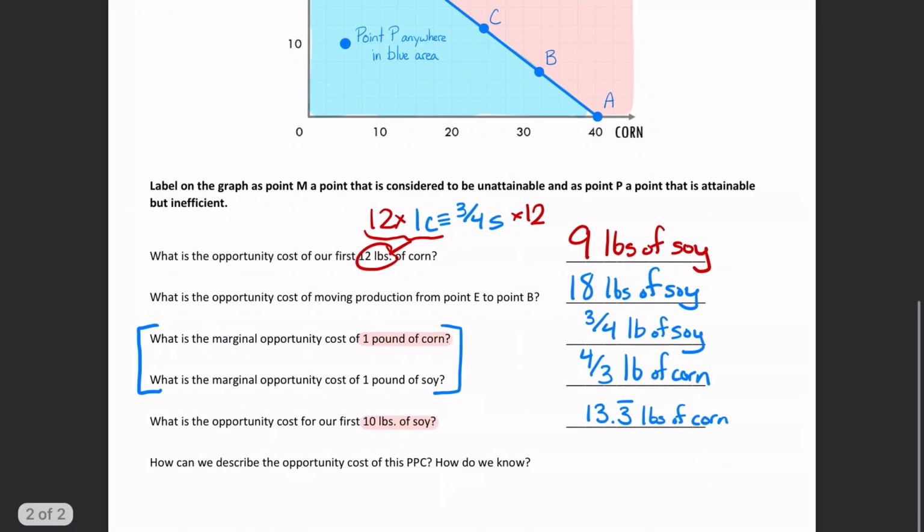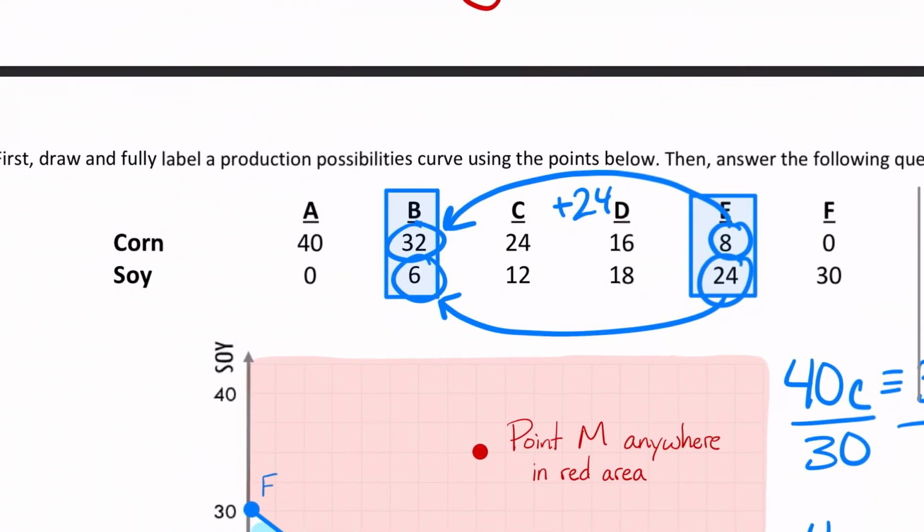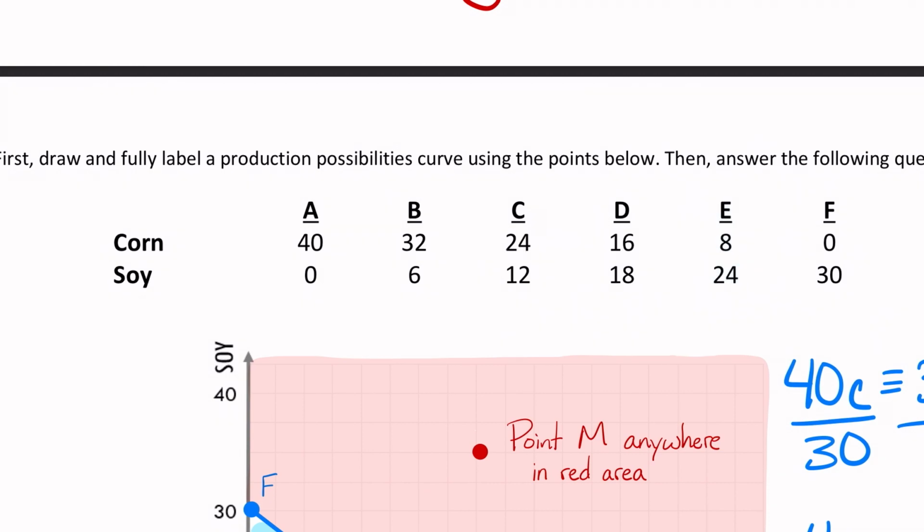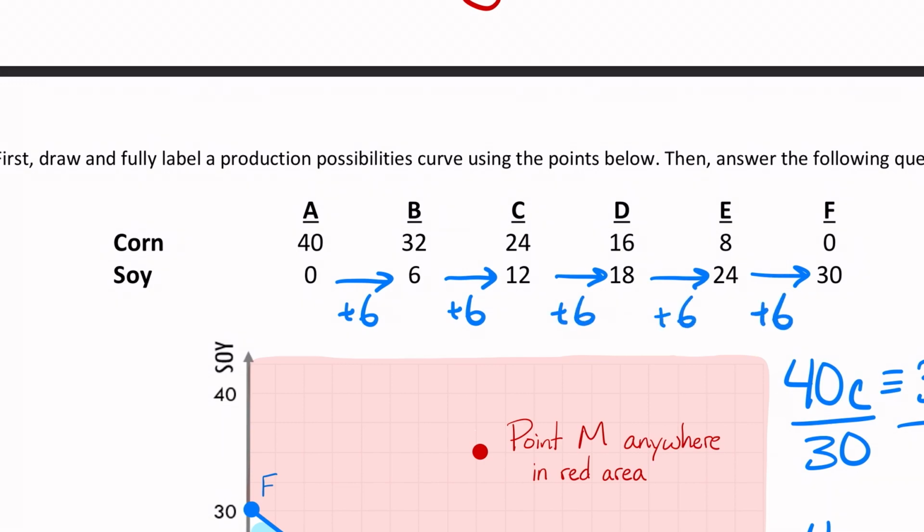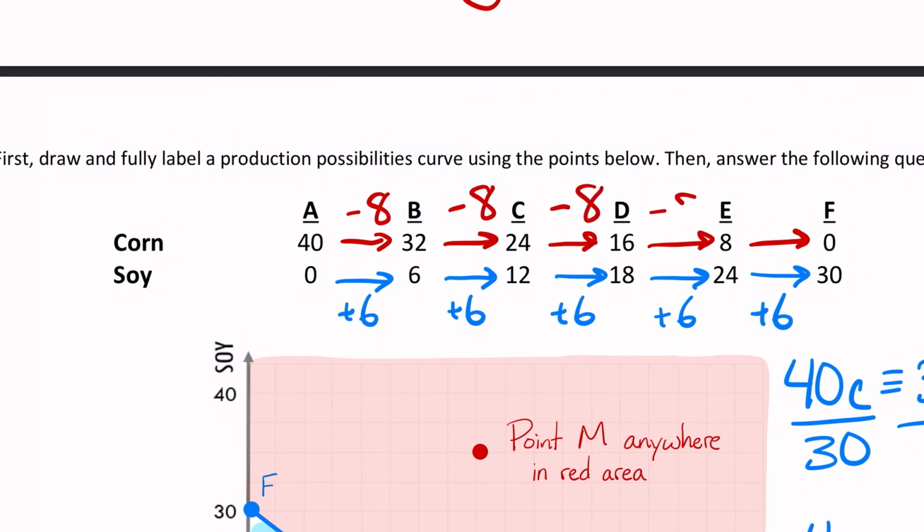Now it says, how do we describe the opportunity cost of this production possibilities curve? Well, is it increasing or constant? And again, I want to show you, if you notice here, every single time we add 6 soy right here, it's plus 6, plus 6, plus 6, right? What's happening to the amount of corn that we would be giving up every single time? Or what's our opportunity cost for every 6 soy that we add? Here we give up 8. Here we give up 8 and 8. Every single time we're giving up 8. And therefore, since it's every single time, it's constant.